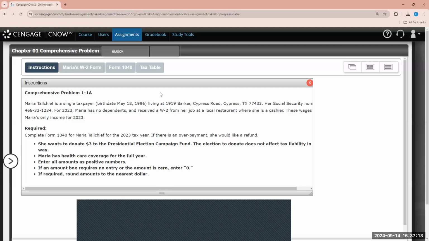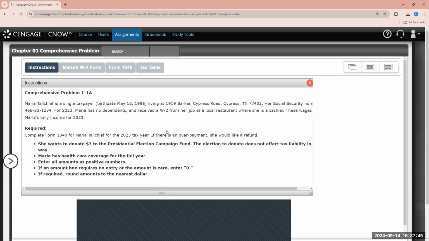It says Maria Tallchief is a single taxpayer, birth date May 18th, 1996, living at 1990 Barker Cypress Road, Cypress, Texas, zip code 77433. Her social security number is 466331234. For 2023, Maria has no dependents and received the W-2 from her job at a local restaurant where she is a cashier. These wages are Maria's only income for 2023.